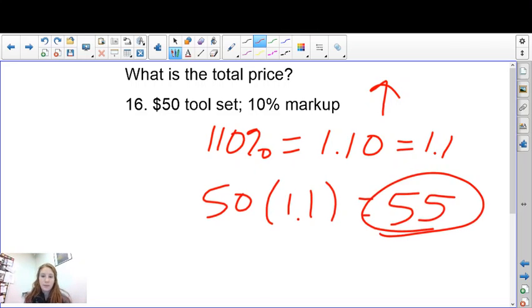All right, I'm going to have to finish this in a moment. I have someone who needs to come in my room.